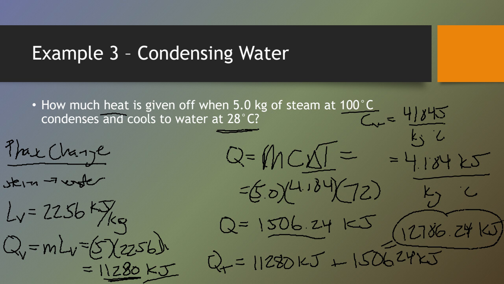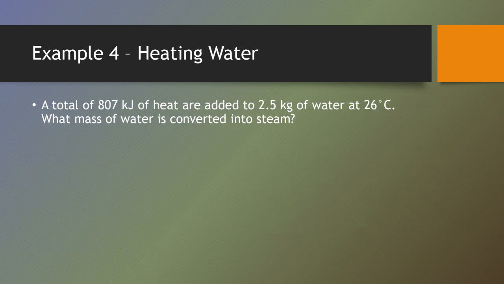Okay, let's try another one. We have a total of 807 kilojoules of heat, so that's our total. So now we're kind of doing this backwards. We're adding it to 2.5 kilograms of water at 26 degrees Celsius. If we heat the water up like this, how much of the water is converted to steam? Well, first, we have to heat the water to 100 degrees. So let's figure out how much energy we're going to lose doing that.